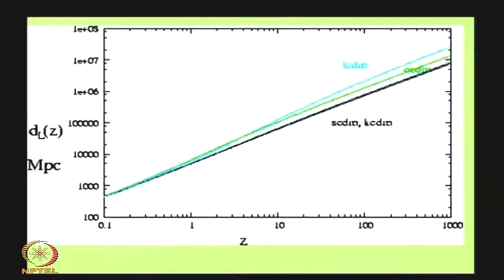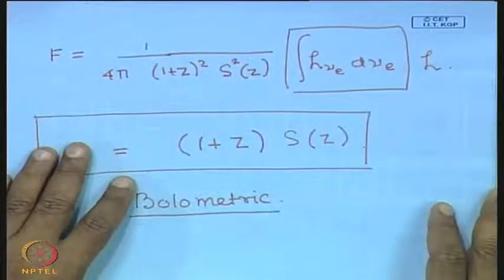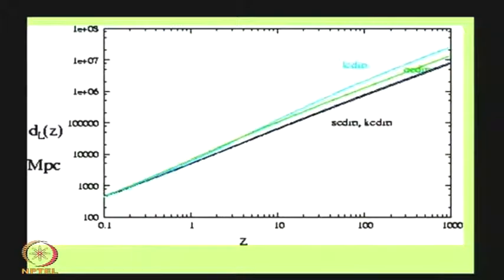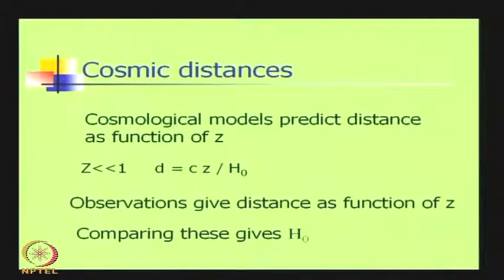Okay. So we see that the distances which are important in observational cosmology are essentially the luminosity distance and the angular diameter distance. These are the two things which are important in observational cosmology. The distances that we have been discussing till now, the luminosity distance, the angular diameter distance, comoving distance, etc., all of them have the property that at low redshifts we recover the Hubble's law.